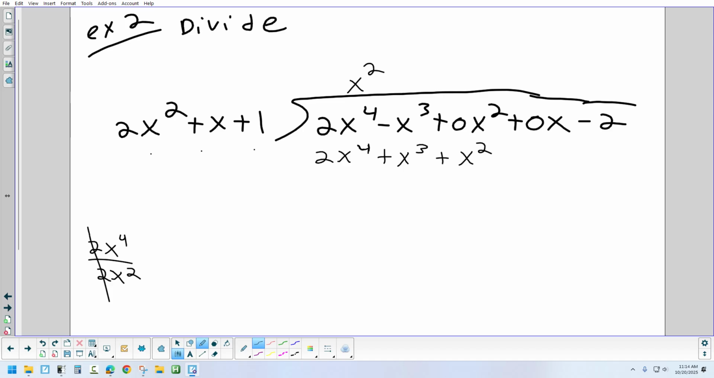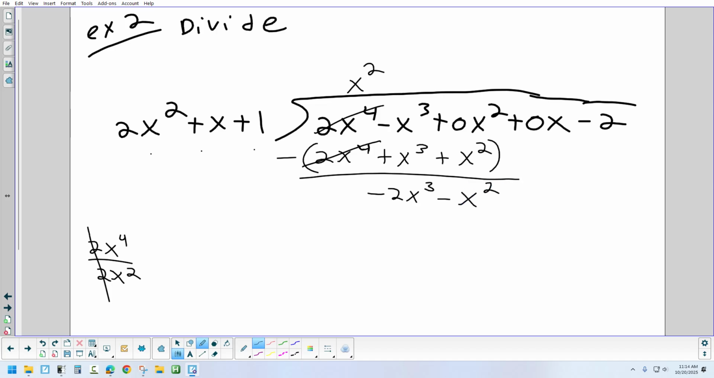Now we've got 3 columns, and we're going to subtract in each column. If the first one doesn't cancel out every time, then you made a mistake. So 2x to the fourth minus 2x to the fourth, that's gone. What's negative x cubed minus x cubed? Negative 1 minus 1, minus 2x cubed. And 0x squared minus x squared is just minus x squared.